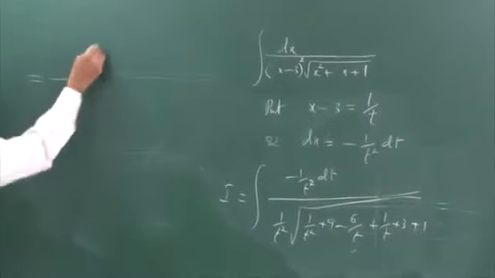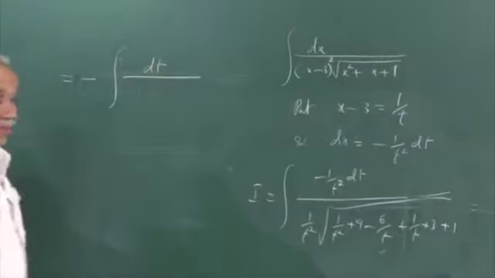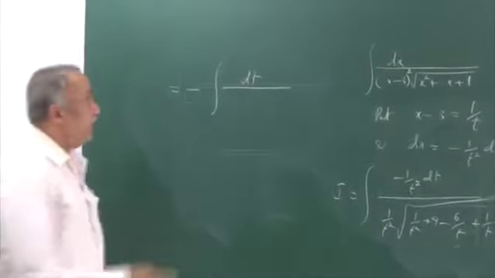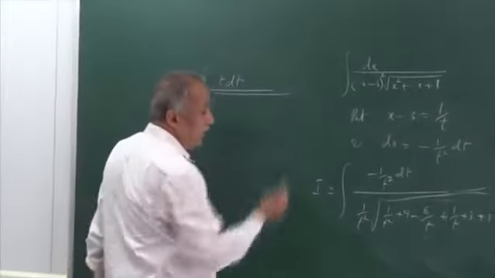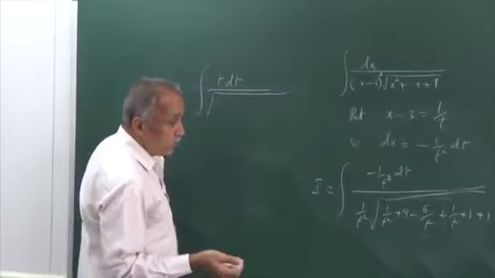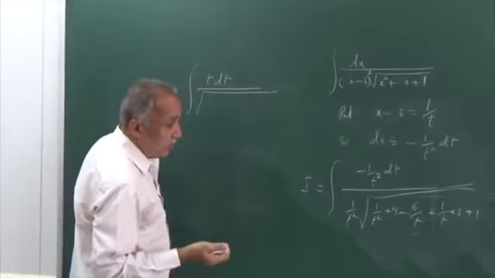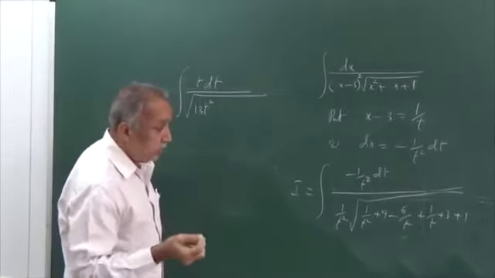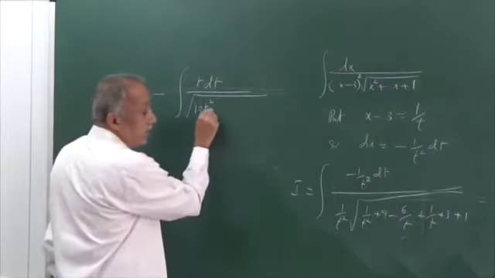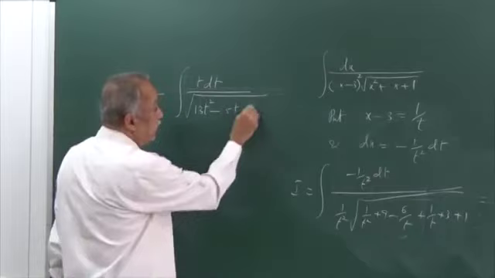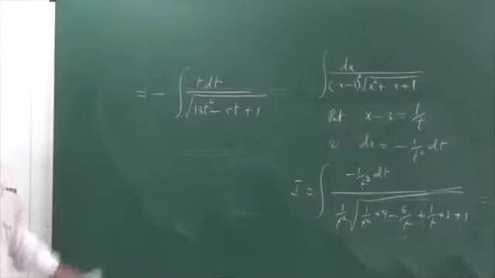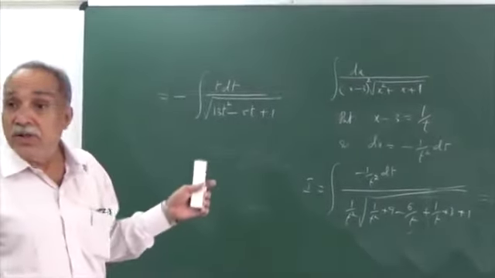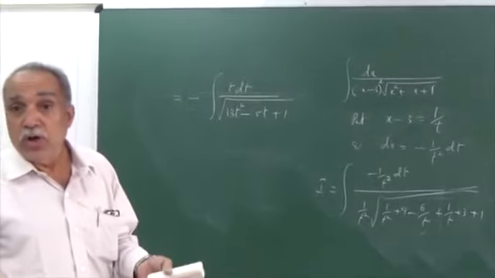Simplification gives minus of integral dt by 1 by t square gets cancelled, only the expression under the radical sign need be written. When you simplify it, you will get a t in numerator and denominator root of 9 plus 3 plus 1, 13 t square minus 6 by t, plus 1 by t minus 5 by t into t square is minus 5t plus 1. Again, the expression has attained a standard form. You have a linear in numerator, root of a quadratic in denominator. You know how to finish the job.